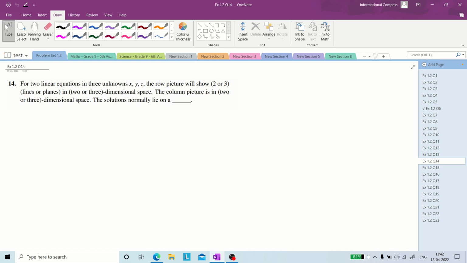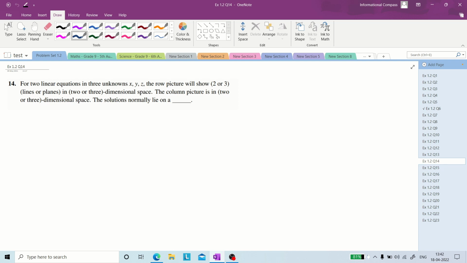Moving on to question number 14. Question number 14 is basically a really short one. What is the question? I'll read it out for you. For two linear equations in three unknowns x, y, z, the row picture will show 2 or 3 lines or planes in 2 or 3 dimensional space. The column picture is in 2 or 3 dimensional space. The solutions normally lie on? That's the question.